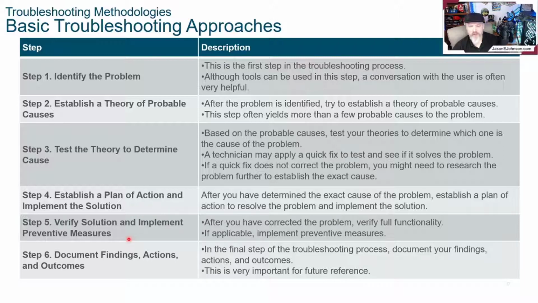Then you verify your solution and implement preventative measures. You make sure that what you put in place works. Verify full functionality. Check with the end users. Don't just assume that they're up and running. Check with them, verify that everything is up and running, and then implement whatever measures need to be put in place to keep it from happening again. If somebody stepped on a power cord, make sure that doesn't happen again. If there was a brownout, start discussing with the business about putting some type of device in place to keep brownouts from happening.